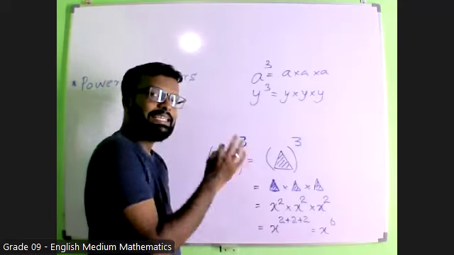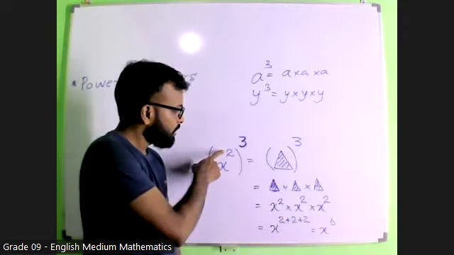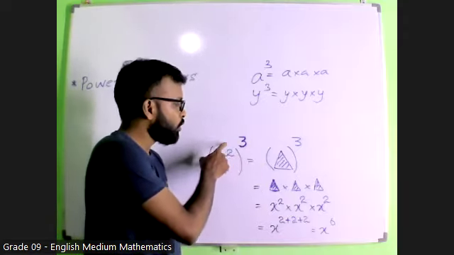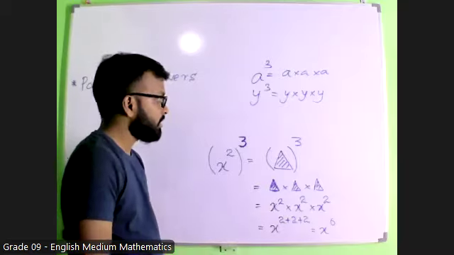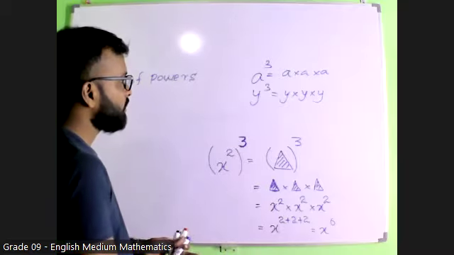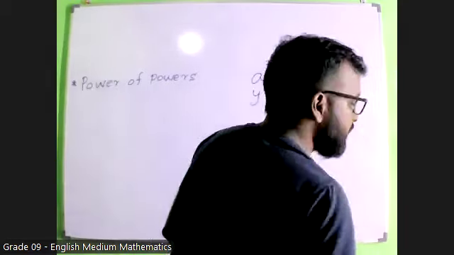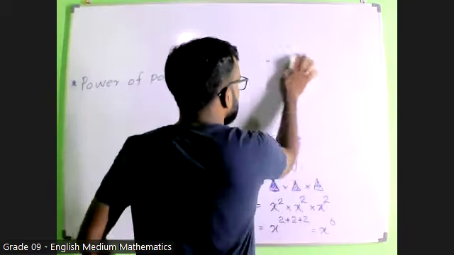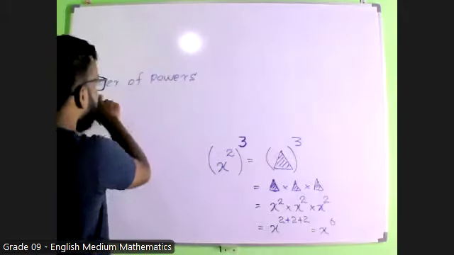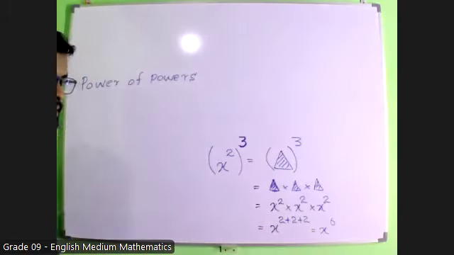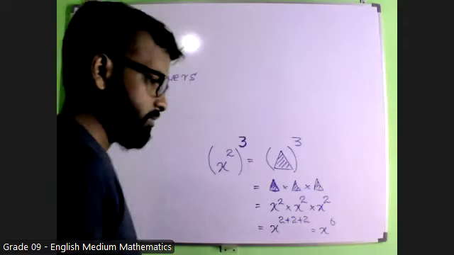So what you basically need to do is get the multiplication. 2 times 3 is 6. So that's the answer, right? Please write this, then I will write. Power of powers, then write this. Let me know.